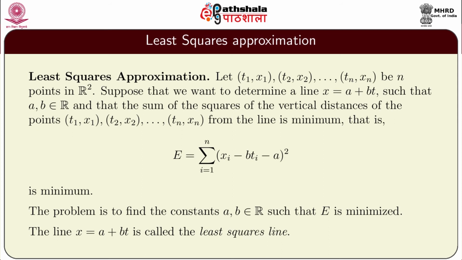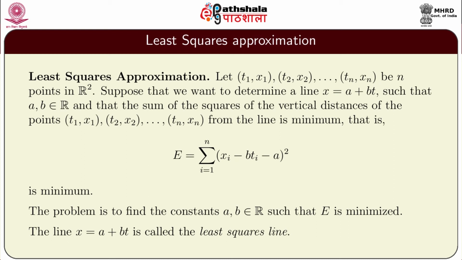Least squares approximation. Let t1 x1, t2 x2 and so on tn xn be n points in the real plane R2. Here we assume that the base field is the field of real numbers. Suppose that we want to determine a line x equal to a plus bt, such that a and b are real numbers, and that the sum of the squares of the vertical distances of the points t1 x1, t2 x2 and so on tn xn from the line is minimum.